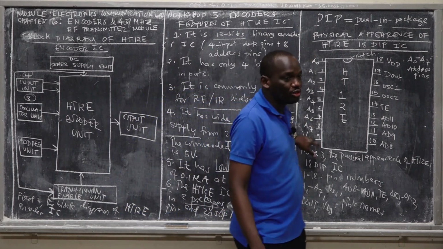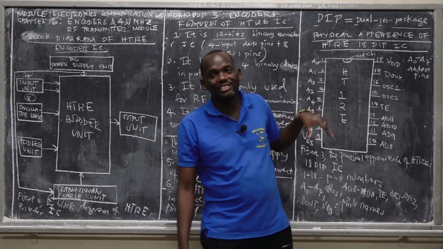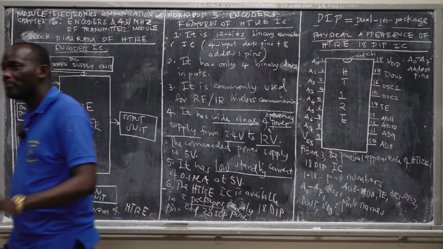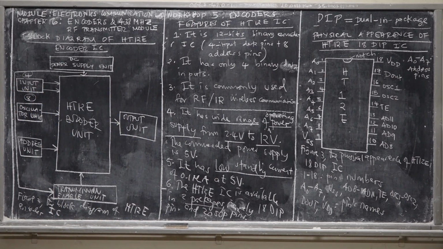So pins A0 to A7, we call them address pins. Say address pins. So those pins represent this block.